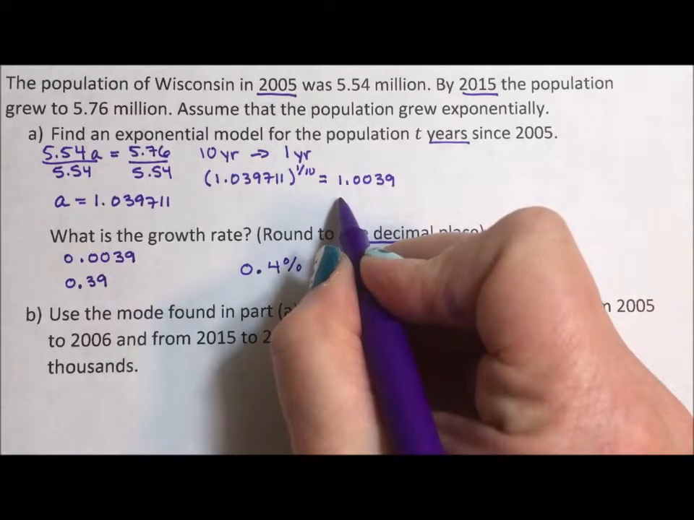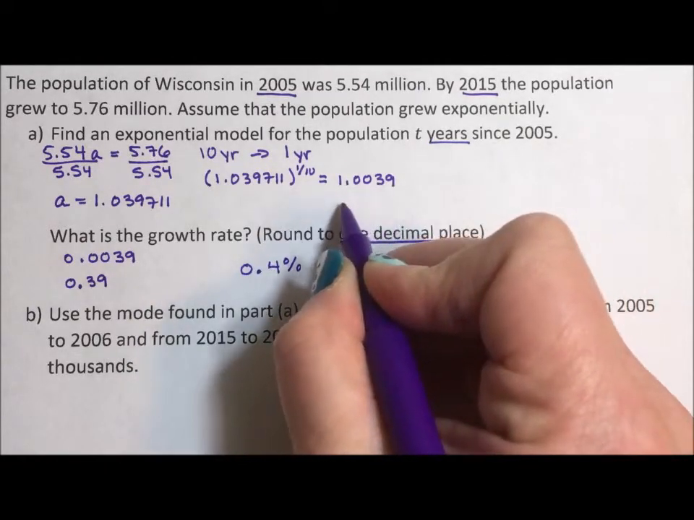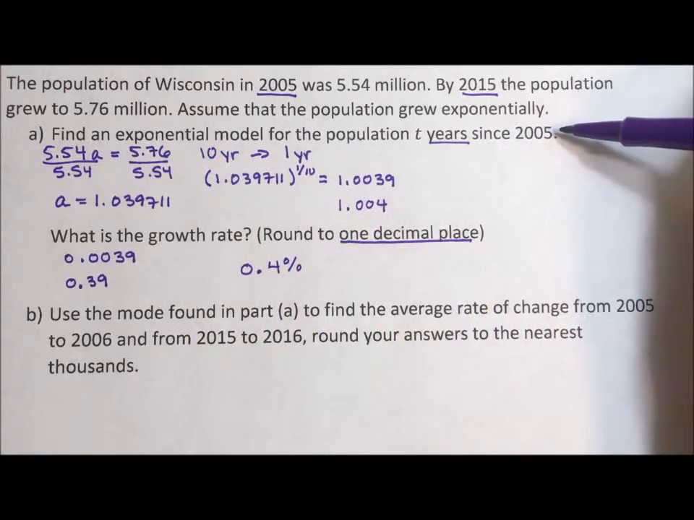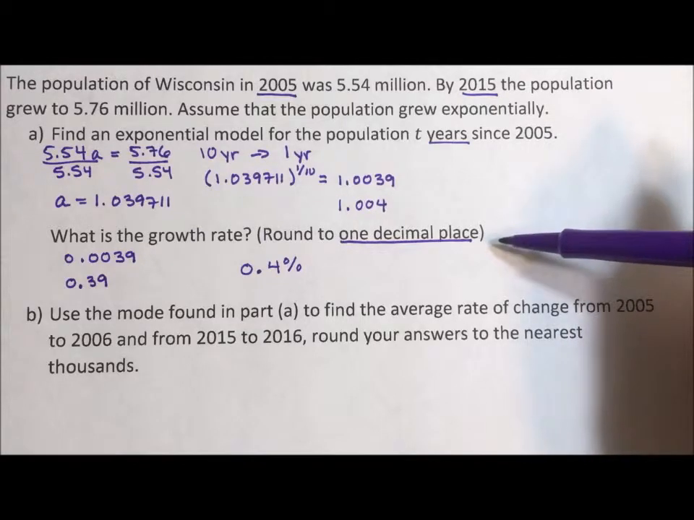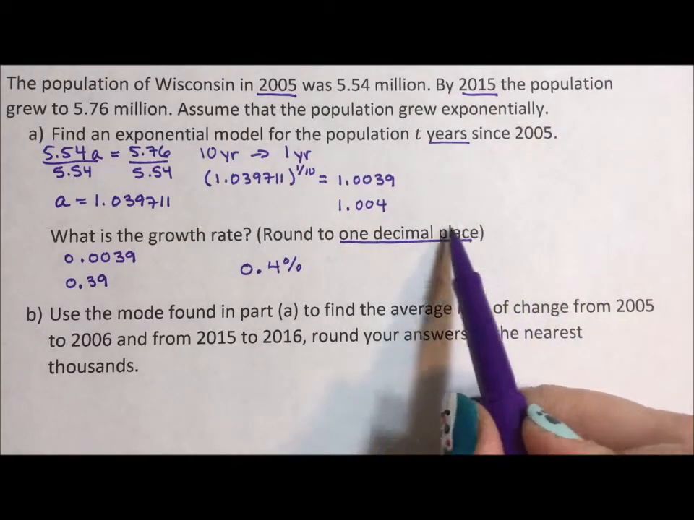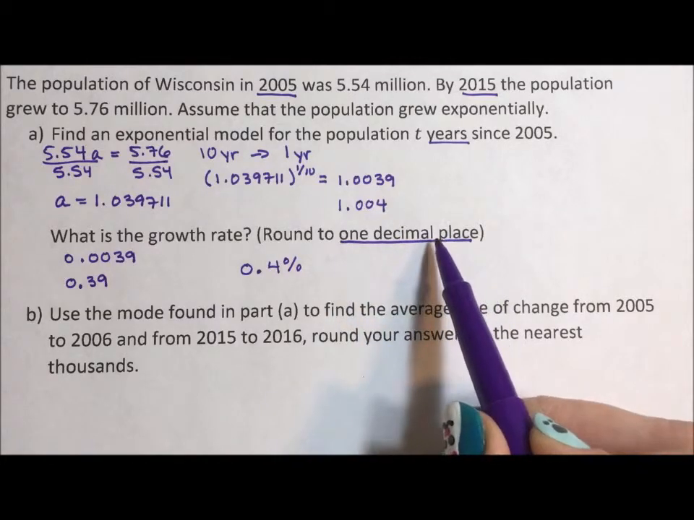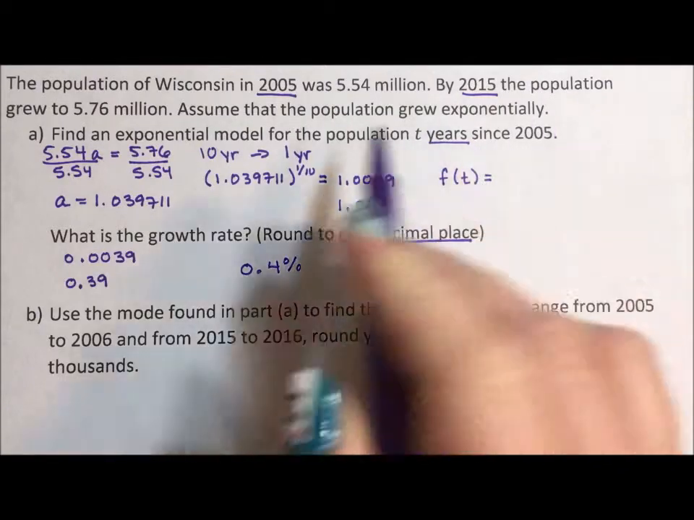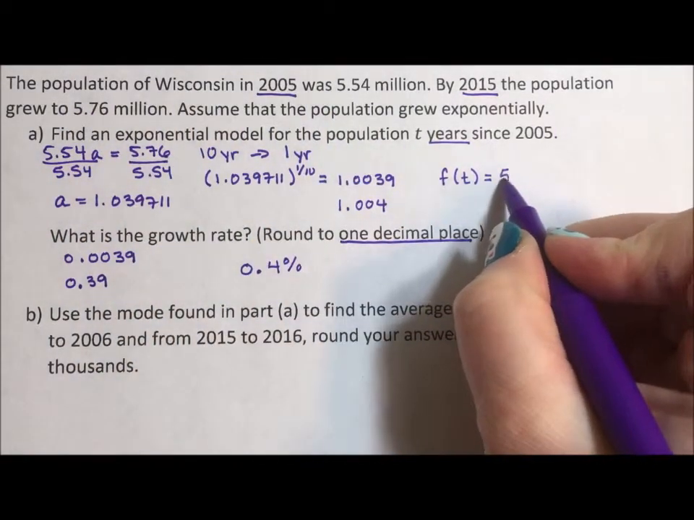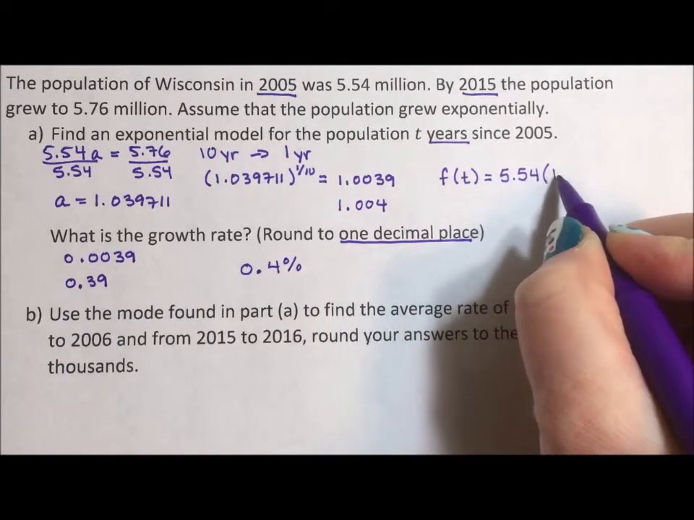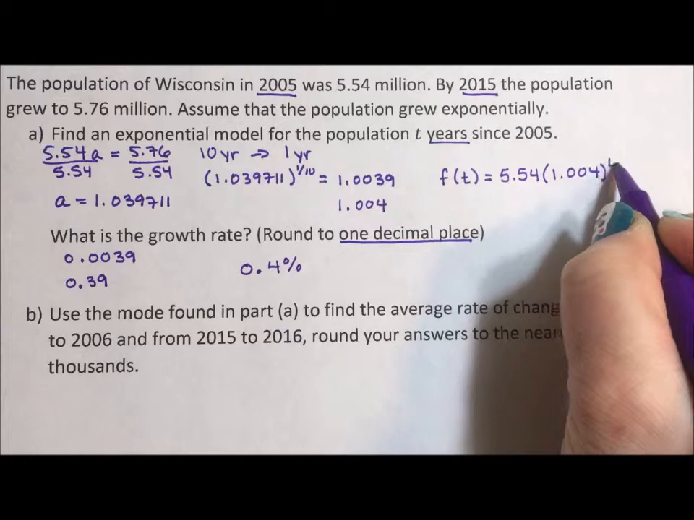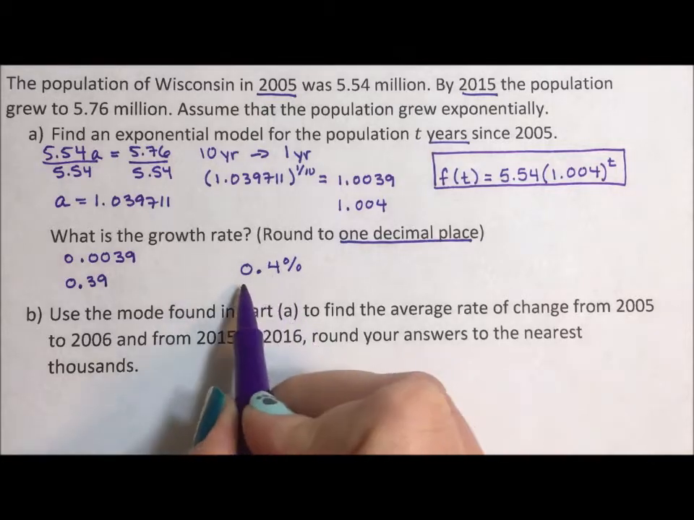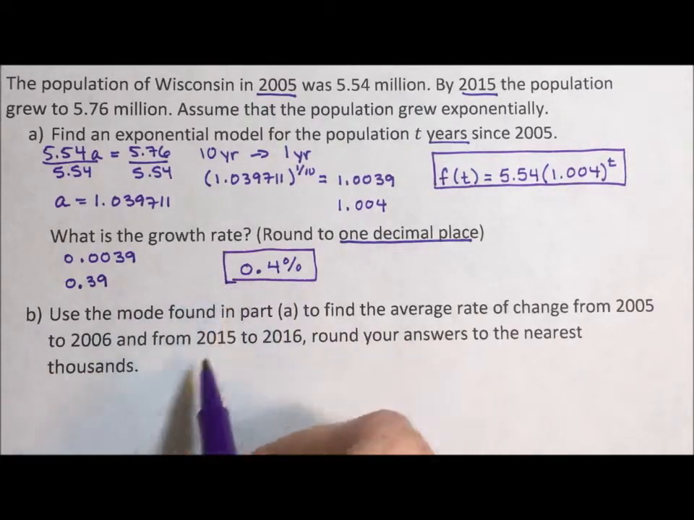This tells me that that's the level of specificity that we want up here. So we actually want our growth factor not to be 1.0039, but 1.004. Though it doesn't tell us to round to 3 decimal points in part A, it kind of does in the second half of A. So this is where we're getting what to round to. Okay, so f of t equals, let's see, our initial population is 5.54, times 1.004 to the t. So here is our model for Wisconsin, and here is our growth rate rounded to 1 decimal place.